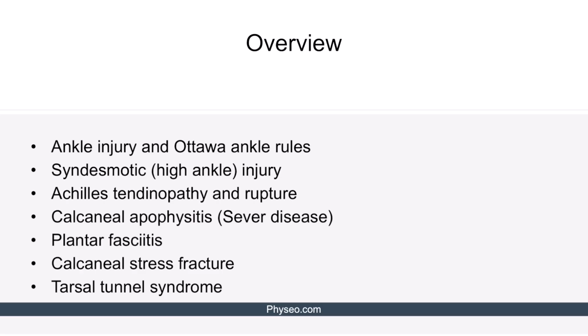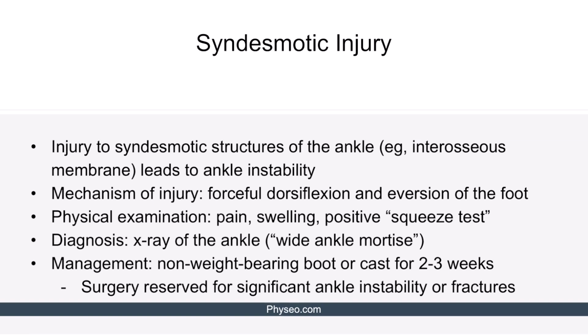So far, we've discussed injuries pertaining to the lower ankle. Now let's take a moment to discuss a special type of ankle injury known as the syndesmotic or high ankle injury. A syndesmotic sprain is an injury sustained to syndesmotic structures of the ankle that leads to ankle instability. Generally speaking, syndesmotic injuries comprise about 10% of all ankle injuries.